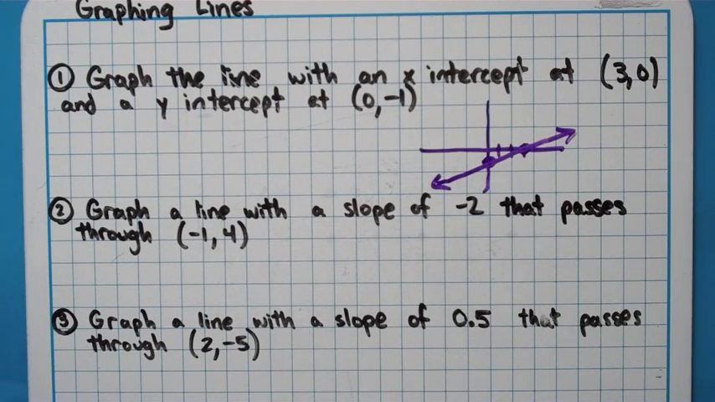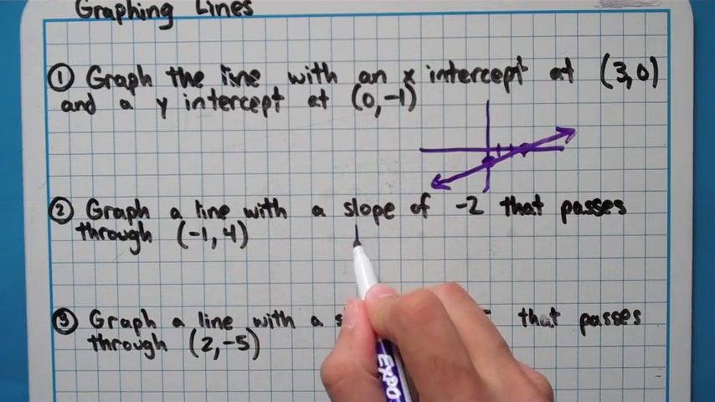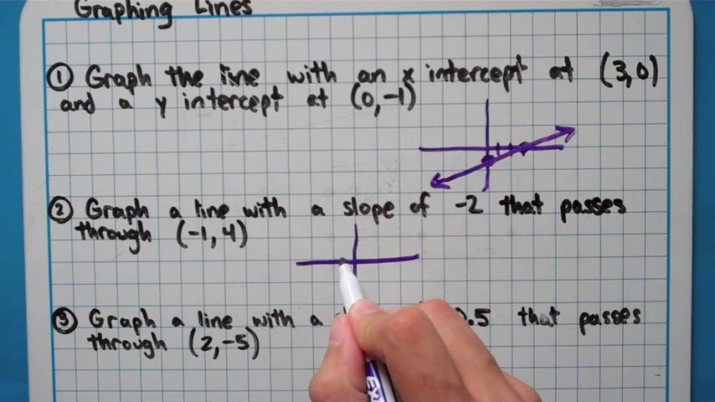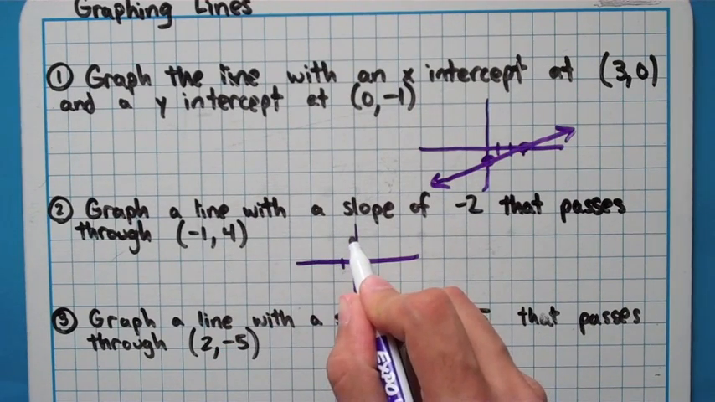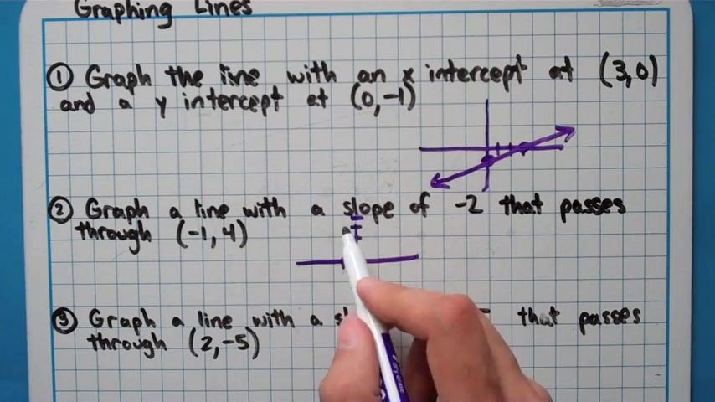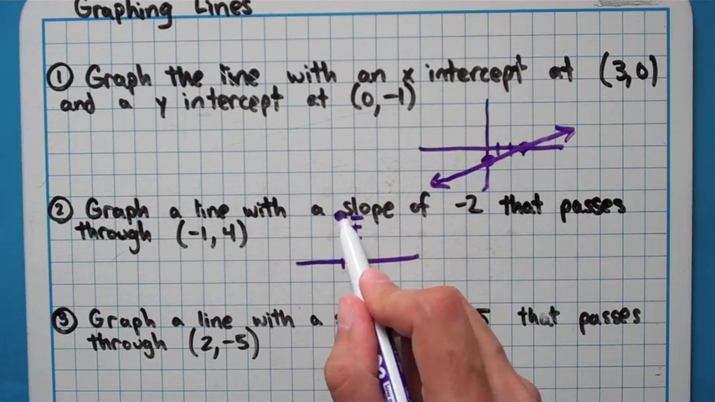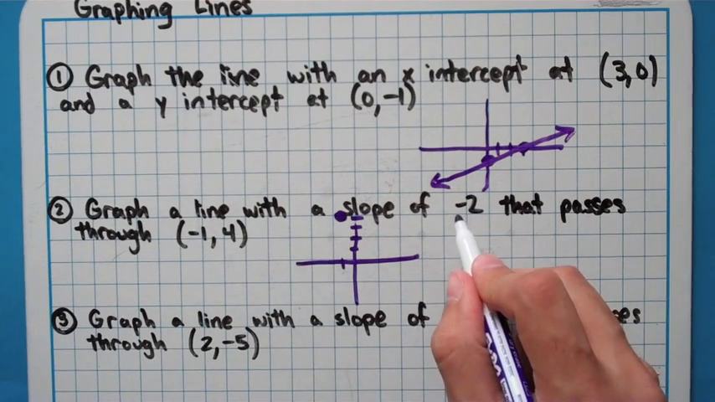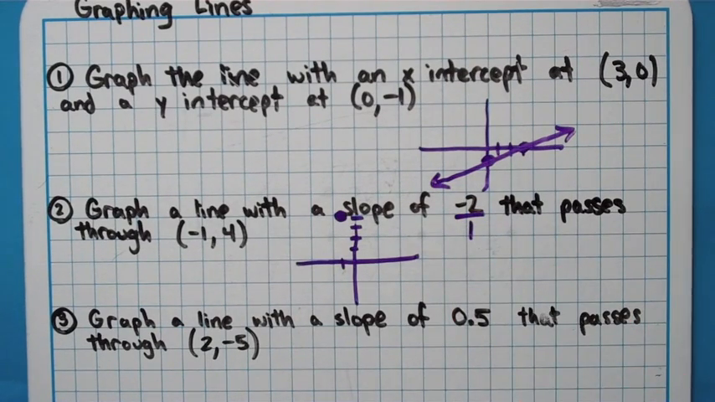On my second problem though, they give me the slope of my line and then they tell me a point on it. So I only know 1 point. Looks tougher. And if I wanted to write the equation, maybe it's a little trickier. But if you just want the graph, I know (-1, 4) is on my graph. That'd be right up there. So (-1, 4) is on my graph. And I know my slope is -2, or as a fraction, -2/1.